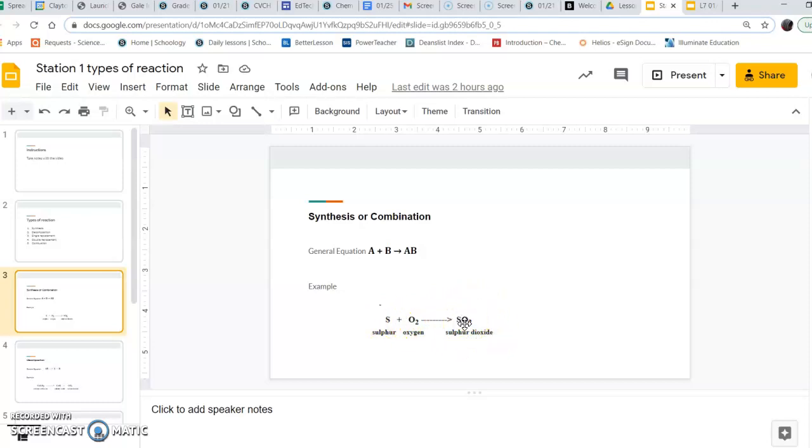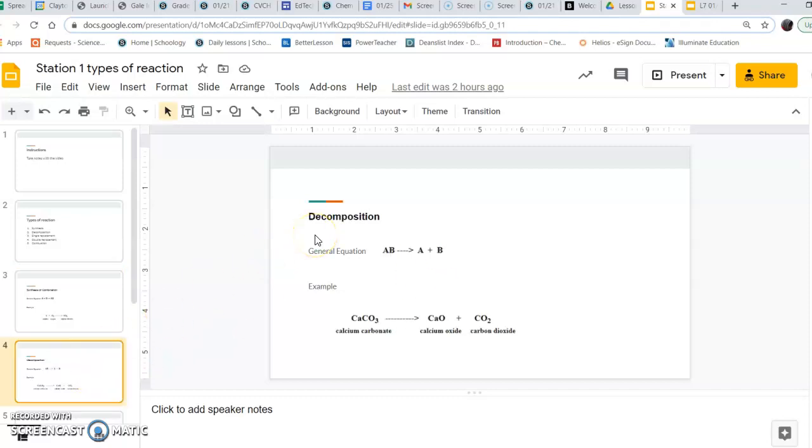In nature, we have tons of examples of synthesis. You can think of when things grow, for example, when your fingernails grow, or when plants grow, right? Or when your hair grows. Those are all examples of synthesis. So synthesis is things coming together. Okay?